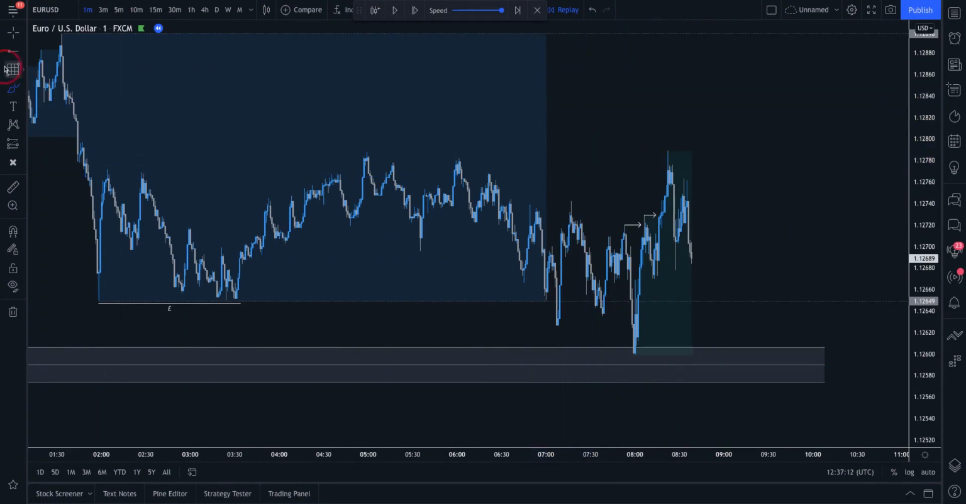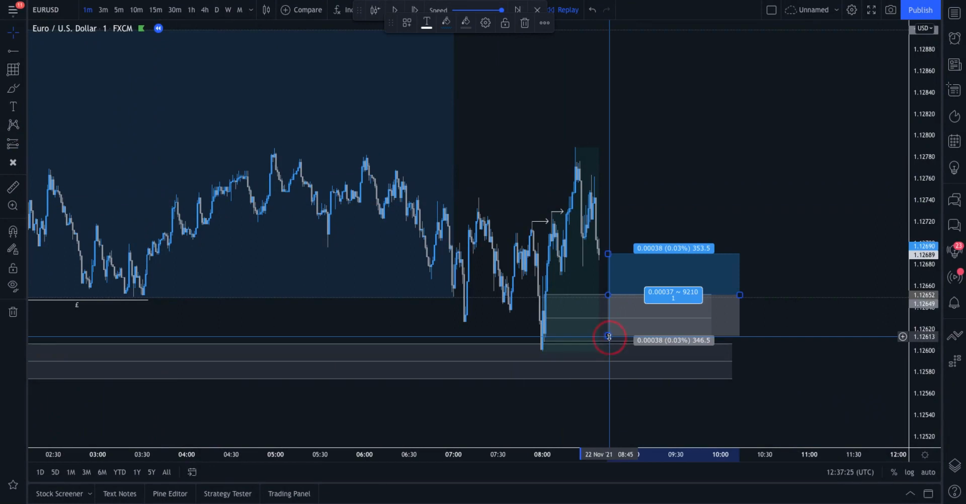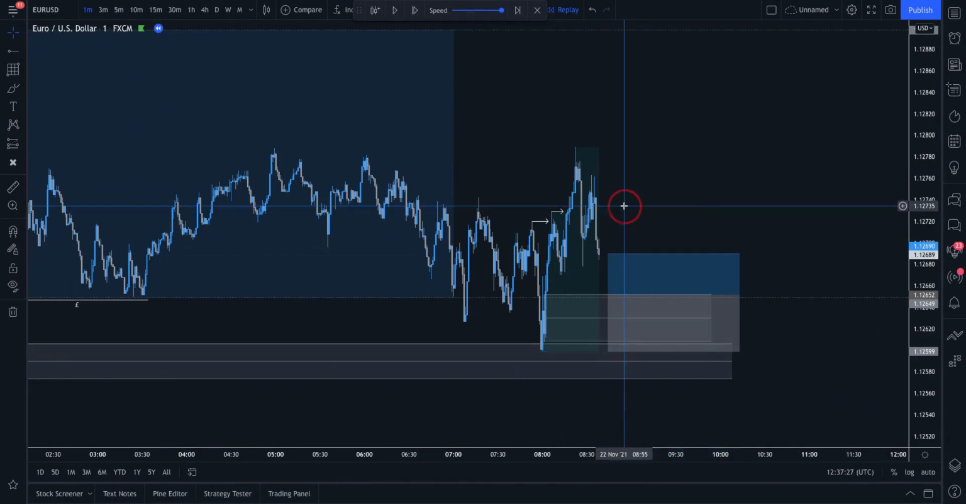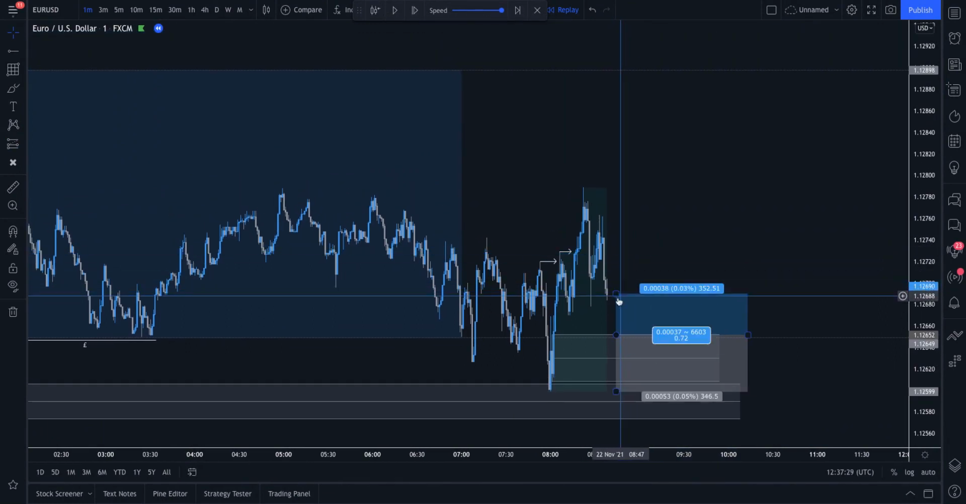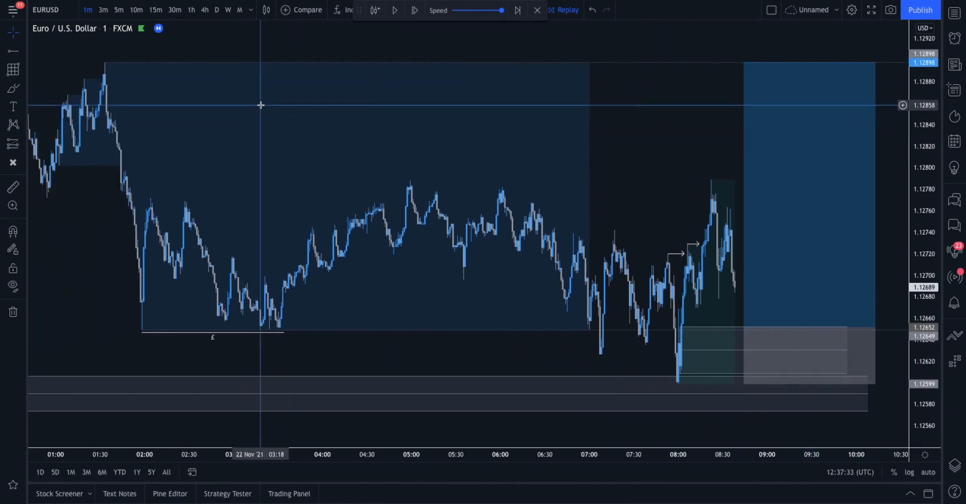And if we now look at some of the high interest areas that we could potentially buy from, well, we can see here we have an imbalance into this demand zone. So we could go ahead and place an order on this level with a stop loss just beneath the low there, just to be nice and safe. And for this trade, we can actually target this level here. Now, this is the top of the Asia range.